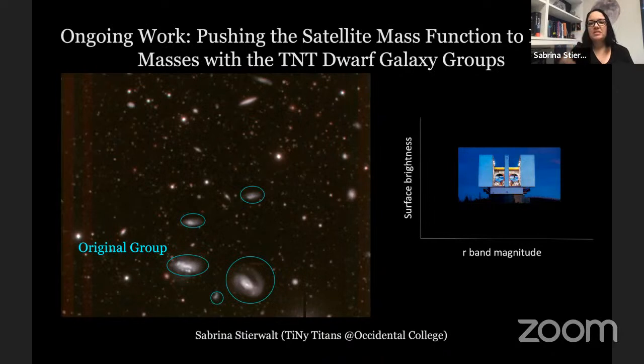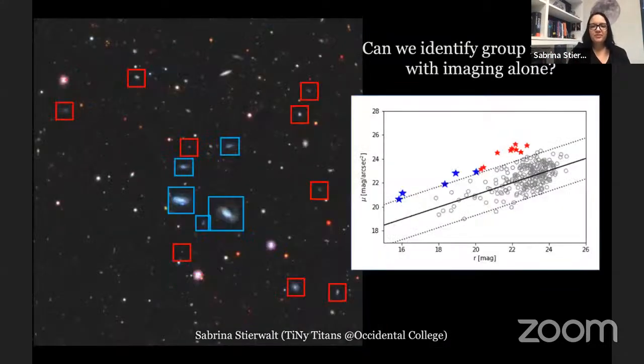So we expect background objects to be potentially fainter, but more importantly, redder, and also have higher surface brightness, be more compact. And we would expect foreground galaxies, so galaxies that are potentially in this group, to be fuzzier, lower surface brightness, and bluer.